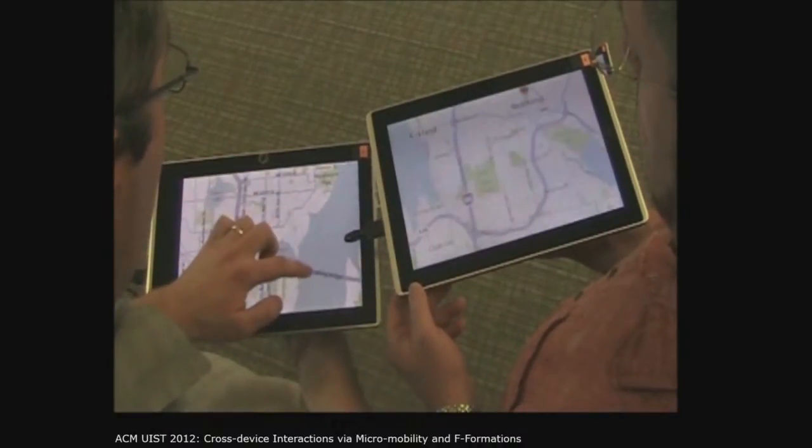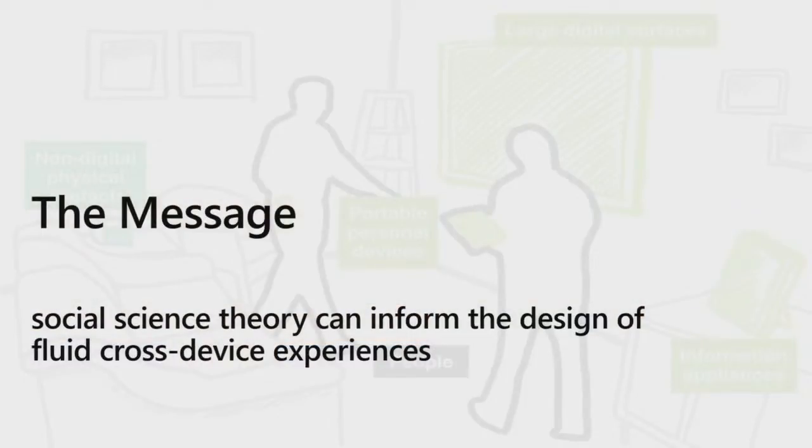So what's key to all those is that to try to get the socially natural experience, we have to detect that information, and it's enacted only on the devices that are part of that federation, and it obeys the rules of micromobility. So that's a preview. So in closing, this talk was all about advocating social science theory as a way to inform the design of socially natural cross-device experiences. And I hope that becomes part of our discussion.